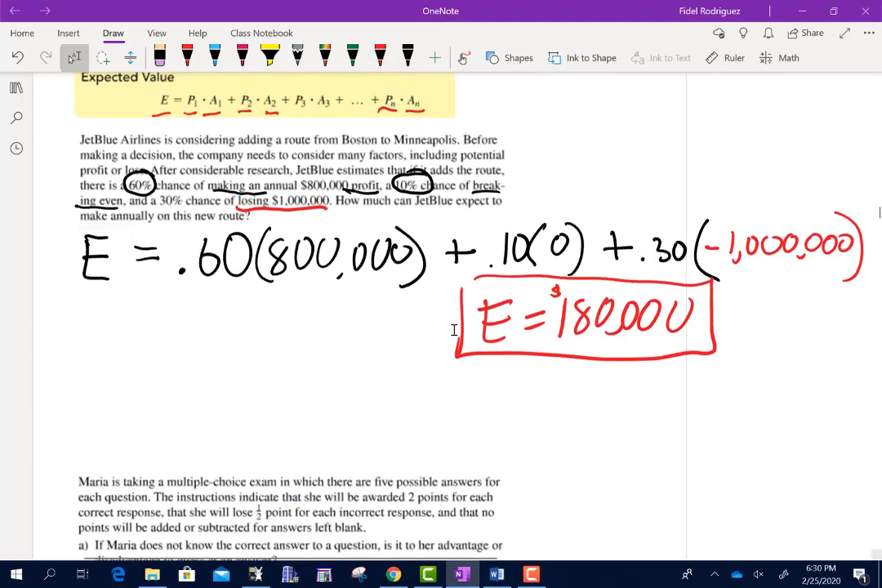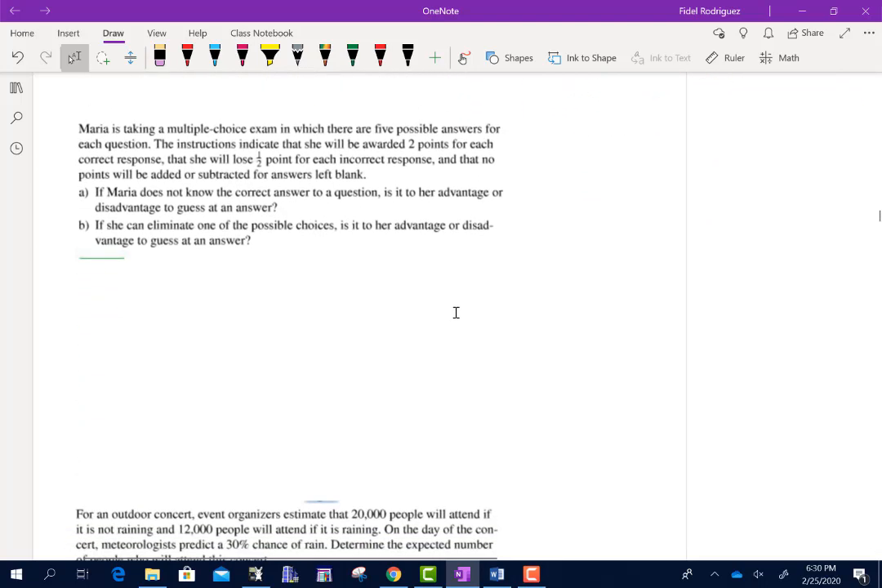Okay, so let me scroll down to the next problem and let's take a look. So we have, it says, Maria has taken a multiple choice exam in which there are 5 possible answers for each question. The instructions indicate that she's going to be awarded 2 points for each correct response and that she's going to lose half a point for each incorrect response. No points will be added or subtracted for answers left blank. If Maria does not know the correct answer to a question, is it to her advantage or disadvantage to guess at an answer?